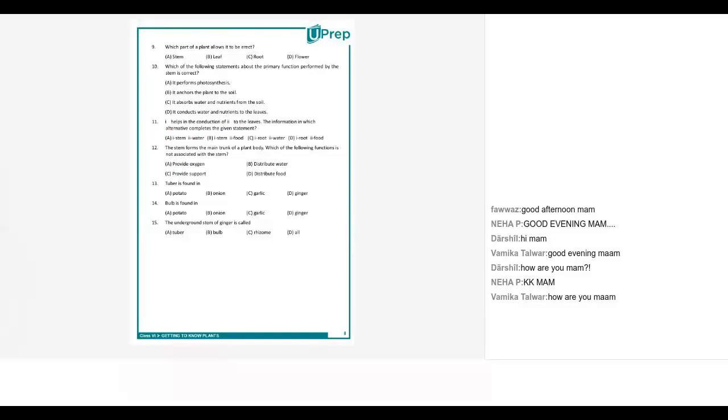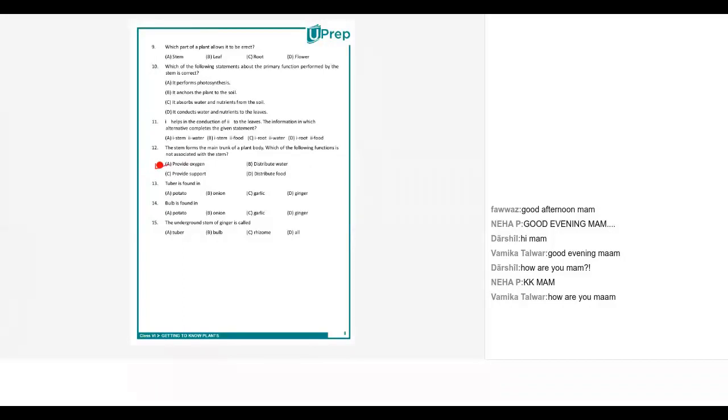The stem forms the main trunk of a plant body. Which of the following functions is not associated with the stem? A. Provide oxygen. B. Distribute water. C. Provide support. D. Distribute food. Ma'am, I think it's A. Provide oxygen. Correct. Very good.